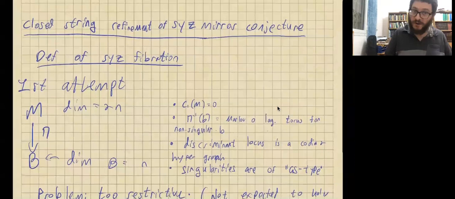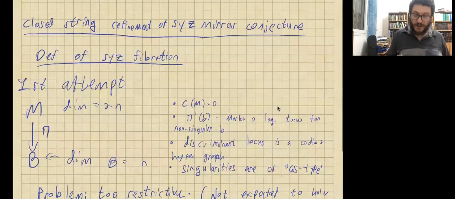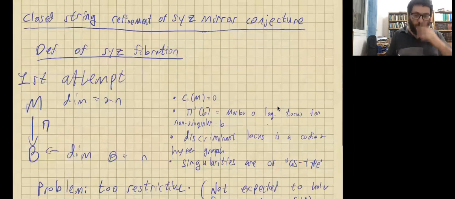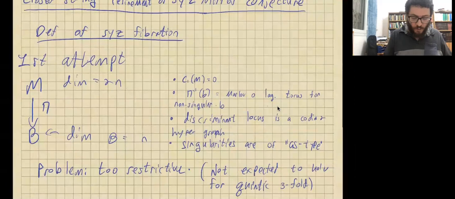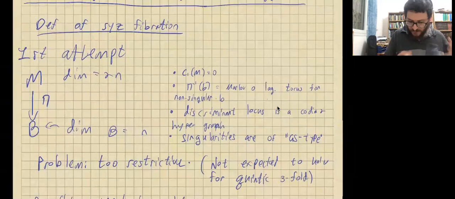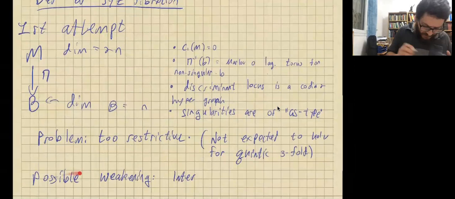One definition which people use is that you have a Lagrangian torus fibration, which is Calabi-Yau, and it has Maslov zero fibers, and you have a codimension two discriminant locus, and then you have some assumption on the singularities, that they are Gross-Siebert type. Now, this is fine for dimension two, but once you go to higher dimension, this is a bit too restrictive. For example, I think it's not expected to hold for the quintic threefold. So this definitely needs to be weakened. And I think this approach of local symplectic homology allows for numerous ways of weakening, but it's not really clear in what way this should be weakened. So I can't make a statement, but I think I have some remarks towards the end.